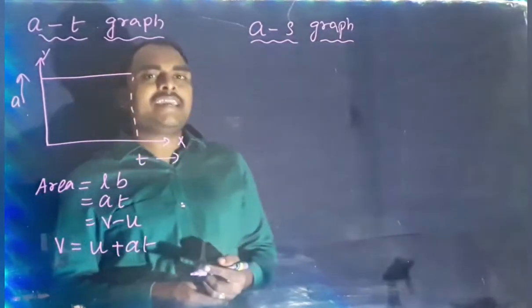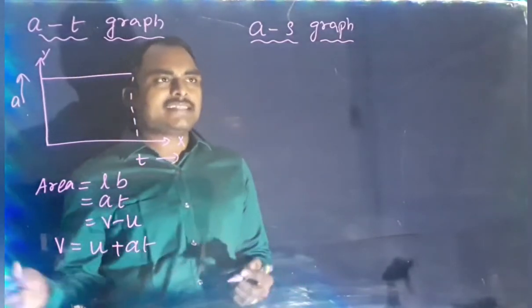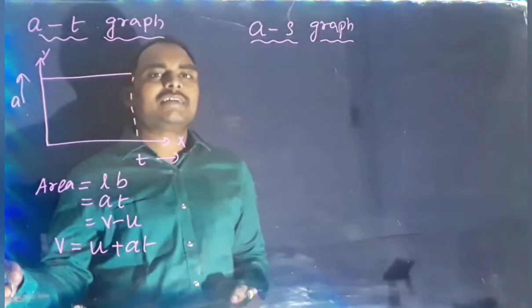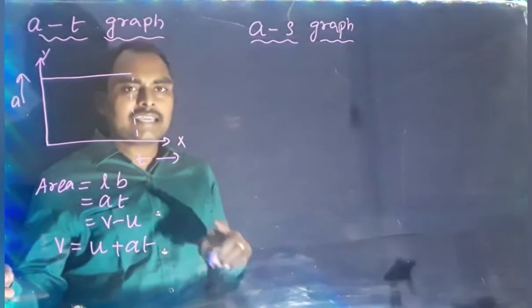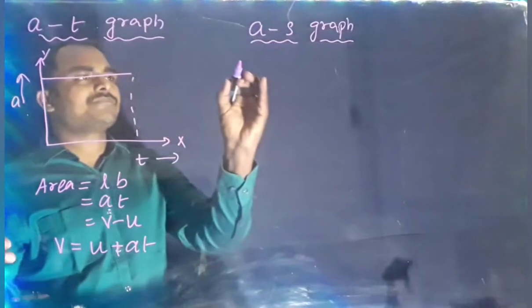Next, AS graph. In AS graph, let us write A on y-axis, S on x-axis.